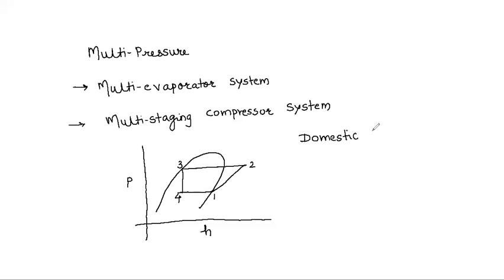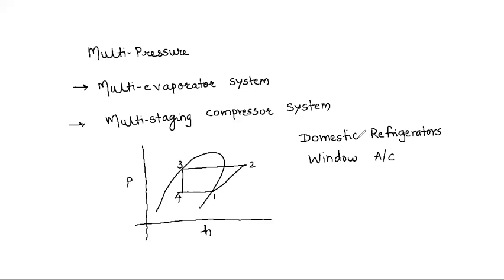Let me list down those applications, like the one you are familiar with, domestic refrigerators. It has the simple vapor compression refrigeration system. I mean, there is a single compressor, a single evaporator and a single condenser. A window air conditioning system, window AC or a split AC, also has a single compressor, single evaporator and a single condenser. Similarly, larger systems also are two pressure systems.